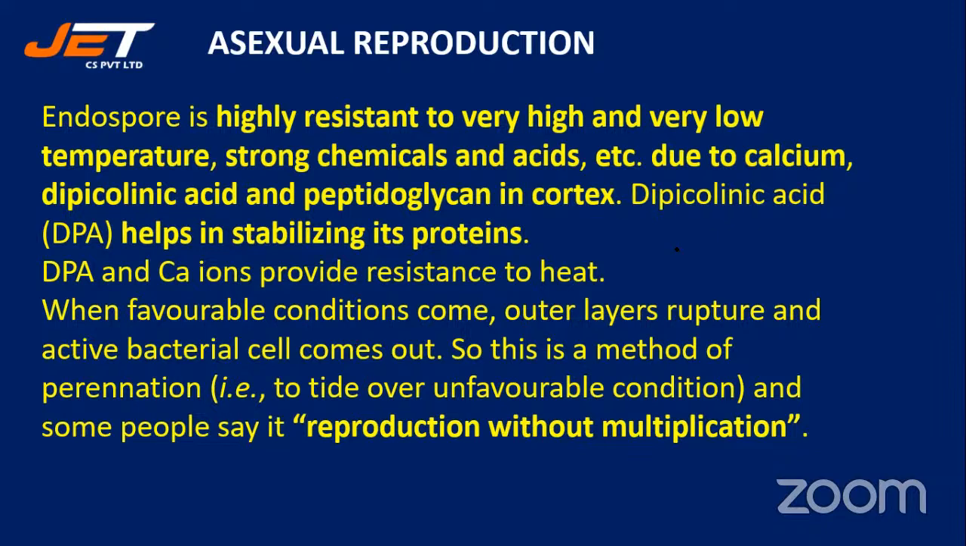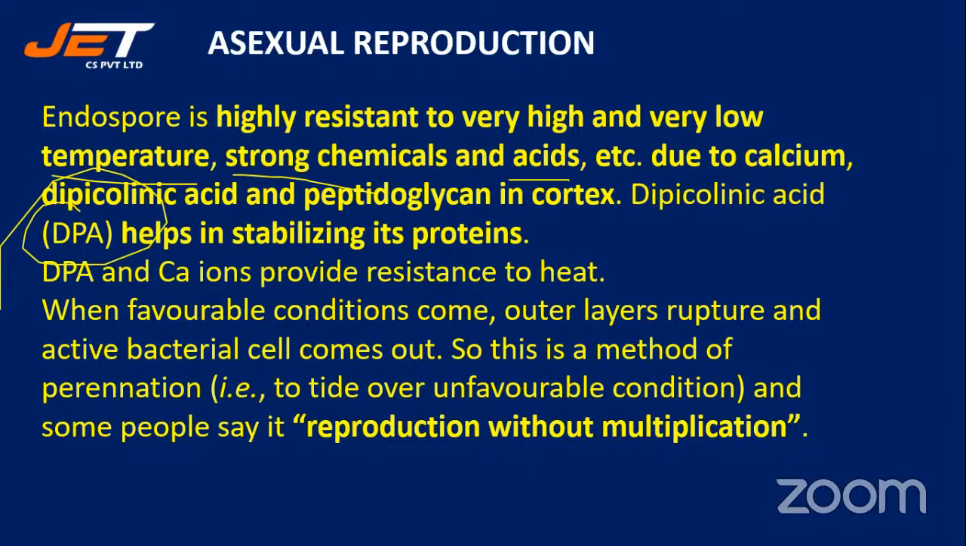I have told you the endospore forms when the bacteria is in a very unfavorable condition, like a strong chemical condition, a strong acidic condition, or a very low or very high temperature. So this bacteria forms an endospore. It needs to protect itself, so DPA comes into function. DPA actually helps in stabilizing these proteins. DPA and calcium ions provide this resistance to heat.